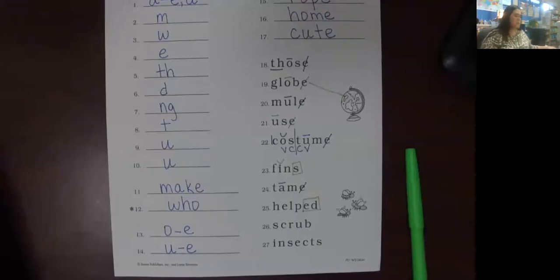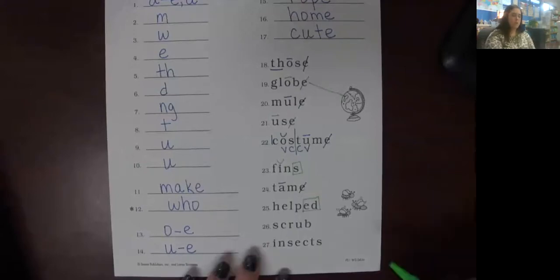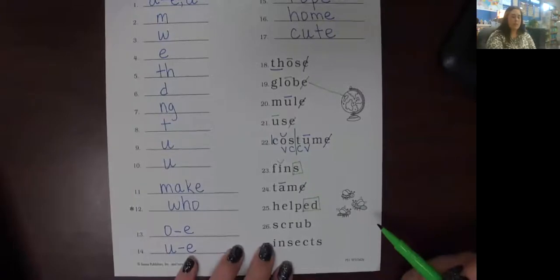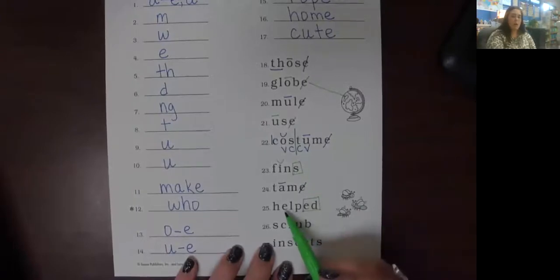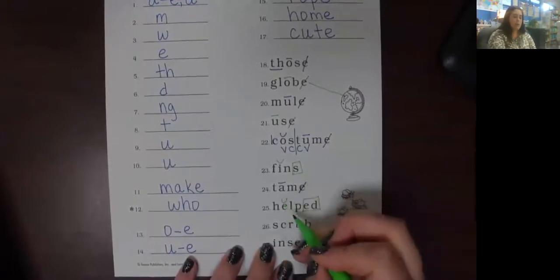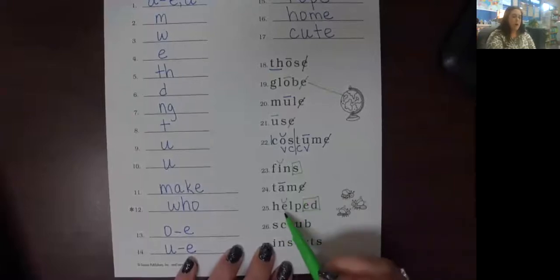Okay, so let's finish this word. Okay, so we boxed in suffix ED. Then I see a vowel here, it's going to get a breve because it's followed by a consonant. Helped.